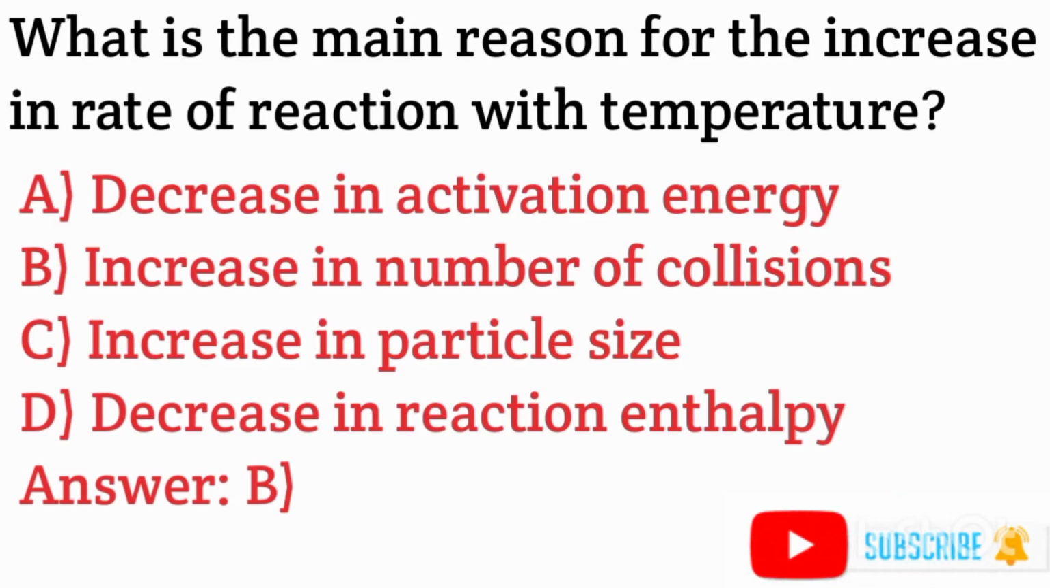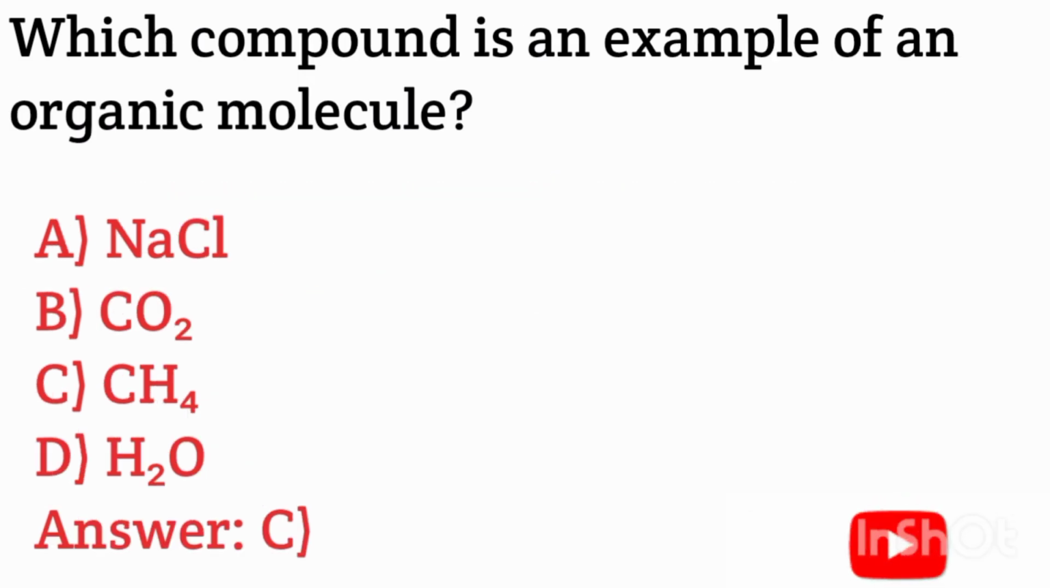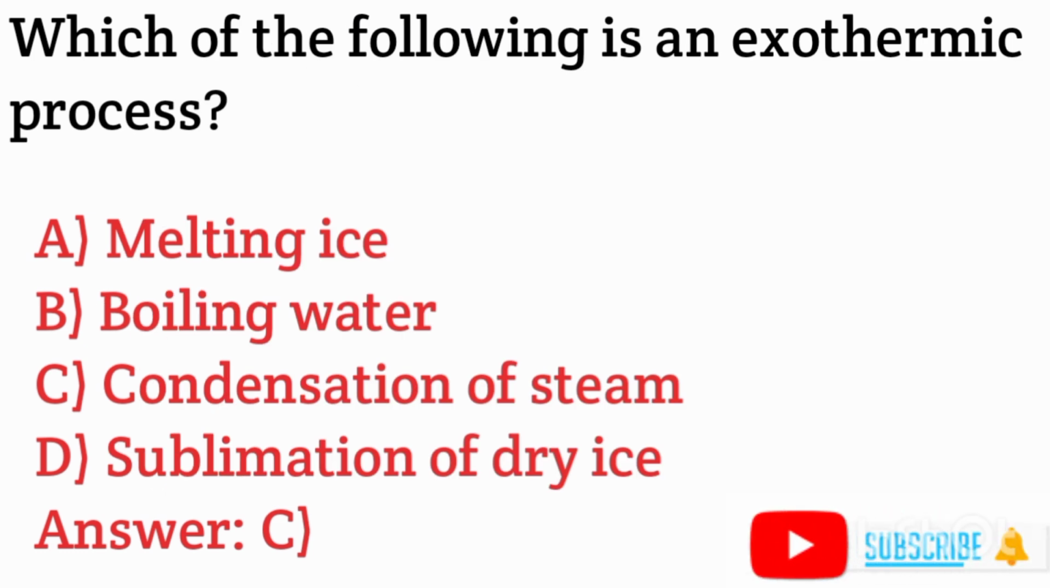What is the main reason for the increase in rate of reaction with temperature? Increase in number of collisions. Answer number B. Option number B is correct. Which compound is an example of inorganic molecule? CH4 is an example of organic molecule. Option number C is correct. Which of the following is an exothermic process? Condensation of system. Option number C is correct.